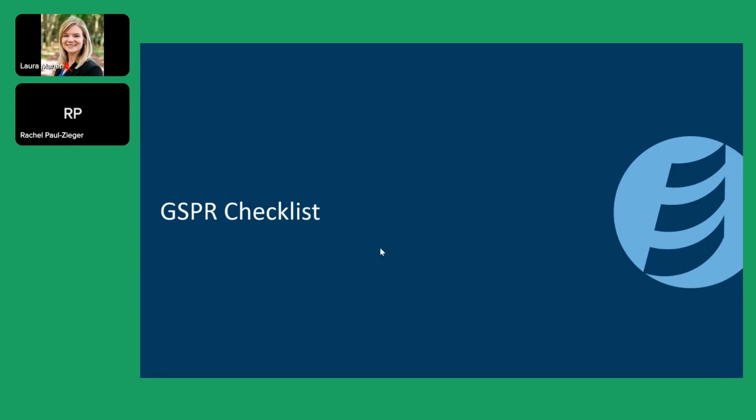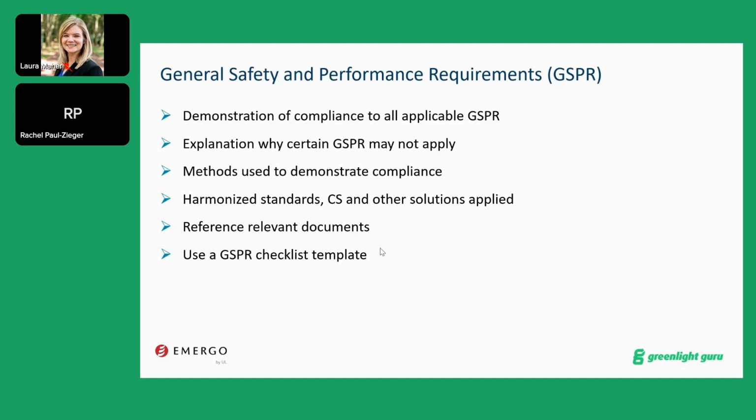So if we look more in detail at the GSPR checklist, you need to demonstrate compliance to all the applicable GSPR. You need to provide an explanation, a justification, why certain GSPR may not apply to your device. So it's not only to state yes or no, applicable or not, but you need to explain why this is not applicable to your device.